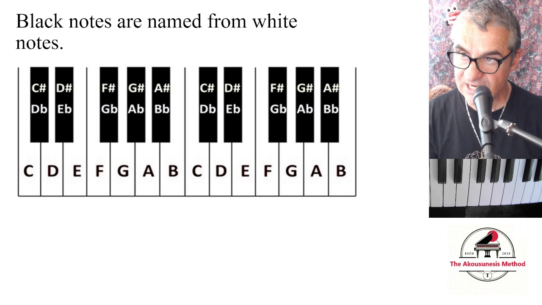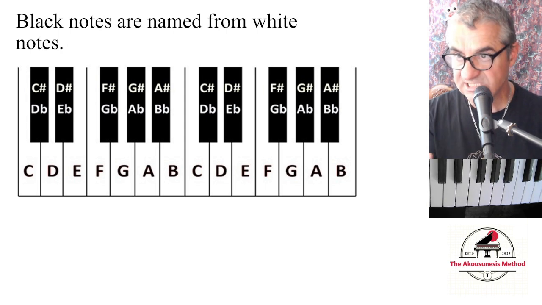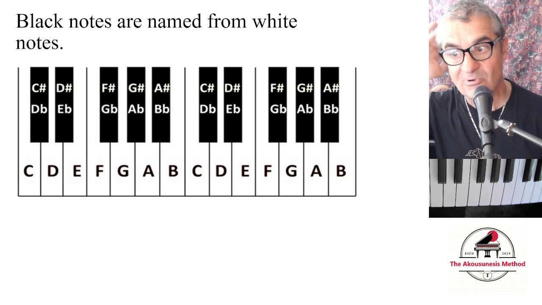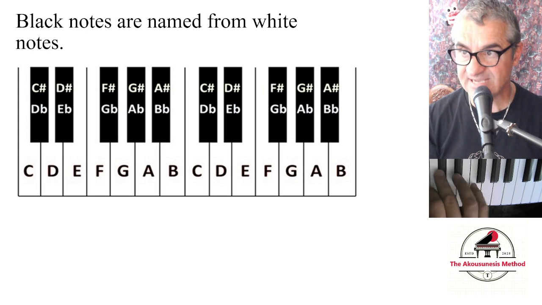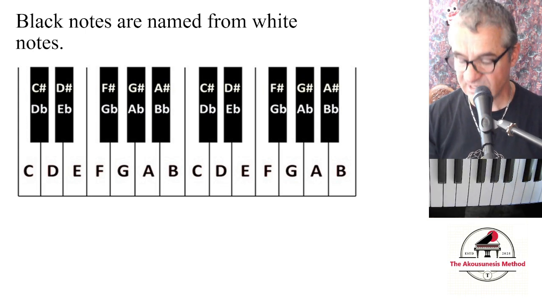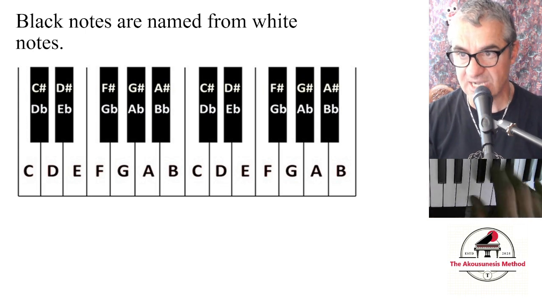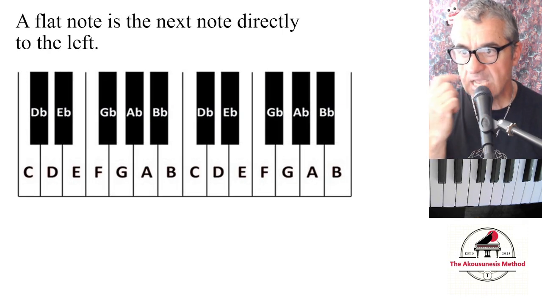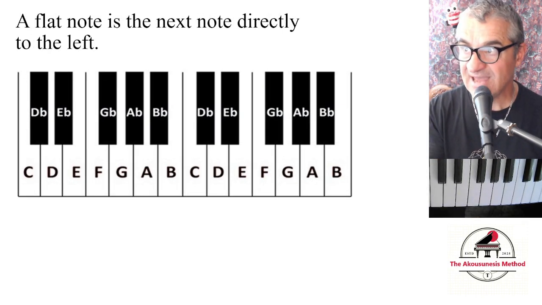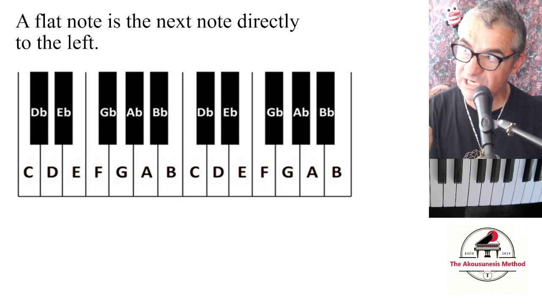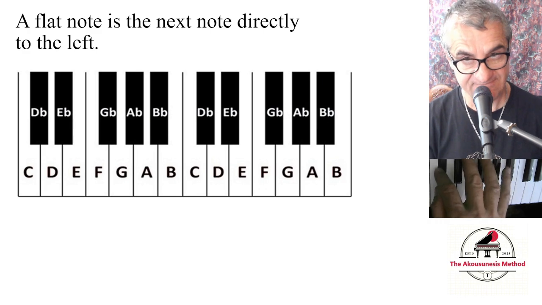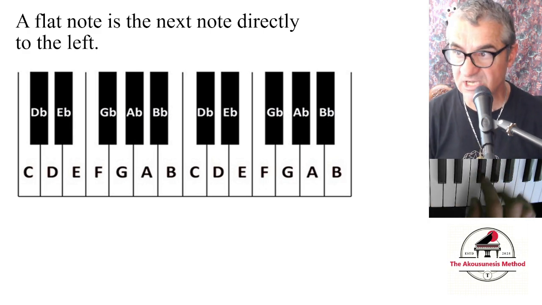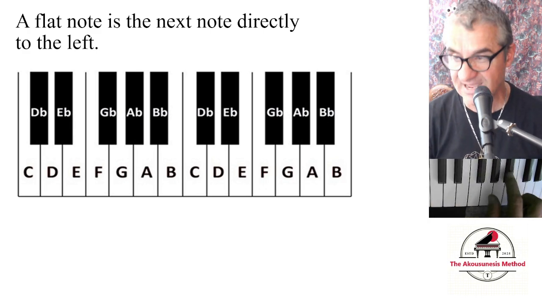Now, the black notes are just named from the white notes. You can see that the 2 black notes of group 1 are C sharp and D sharp. It's also D flat and E flat. And the same goes with the 3 black notes: F sharp, G sharp, and A sharp. A flat note is the note directly to the left. So if we have a D, we've got D flat; we've got E, we've got E flat; we've got G, we've got G flat; we've got A flat, B flat, right?